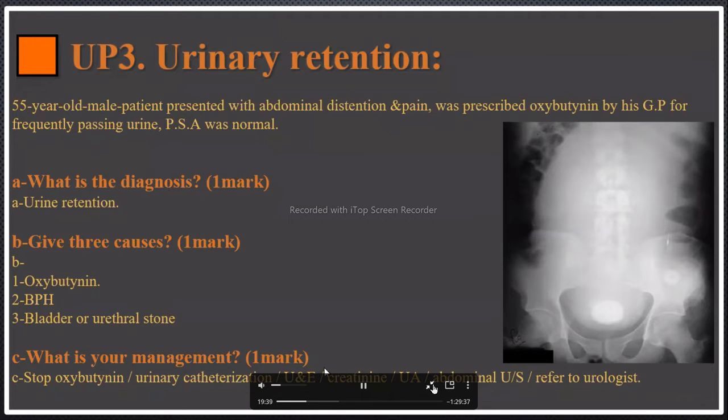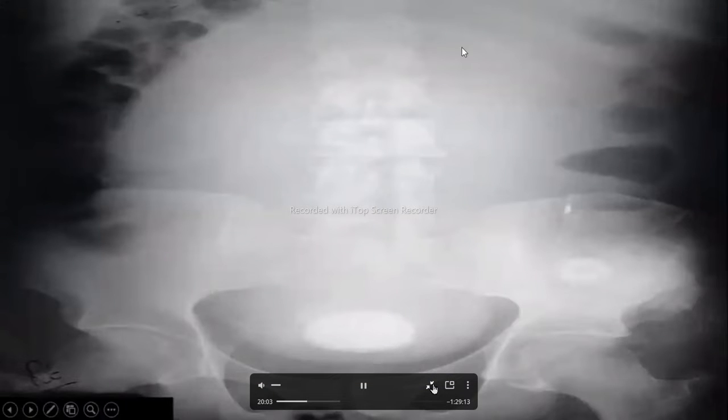patient has a kidney injury or not. Urine analysis: of course, you cannot do urine analysis until you catheterize the patient. Abdominal ultrasound should be number 2, because you have to confirm retention first and refer to the urologist. So this is opacity.